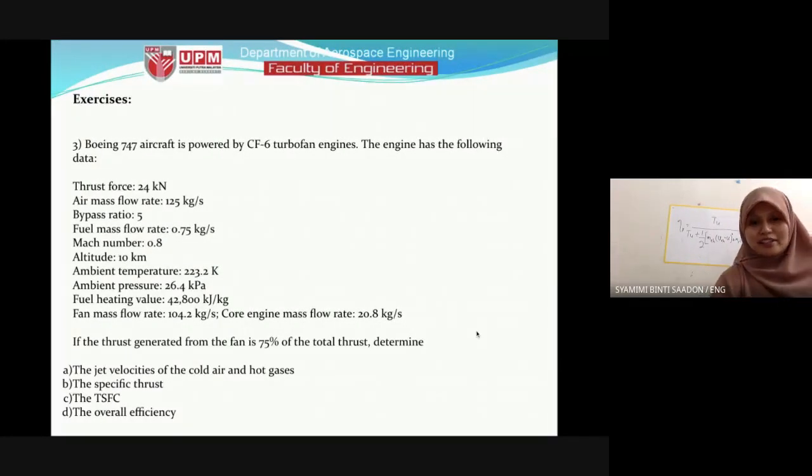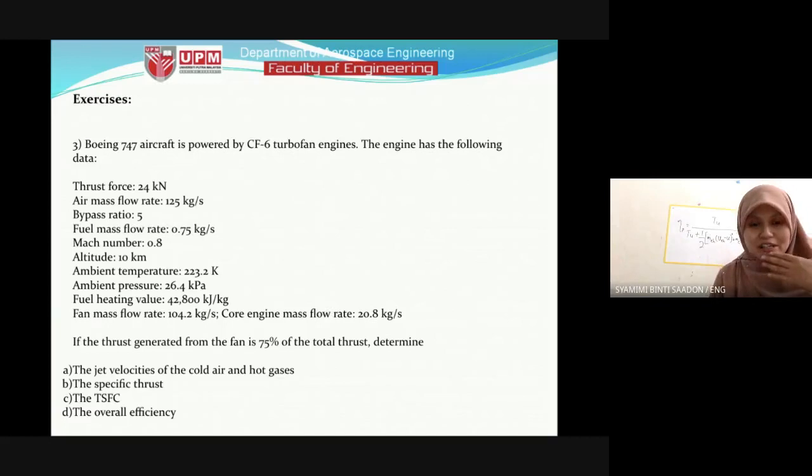Okay, so this one, jet velocity of the cold air and hot gas. By now you already know at least the basic one, the velocity thrust equation.